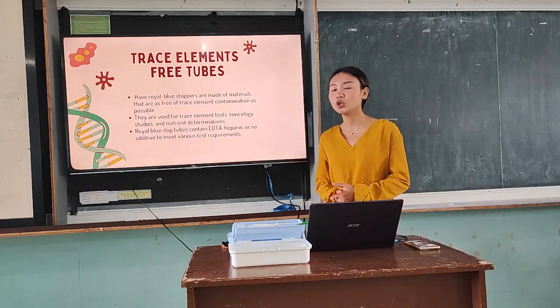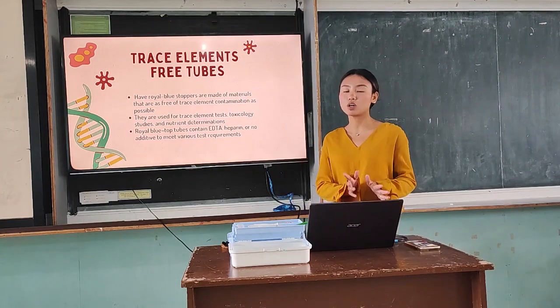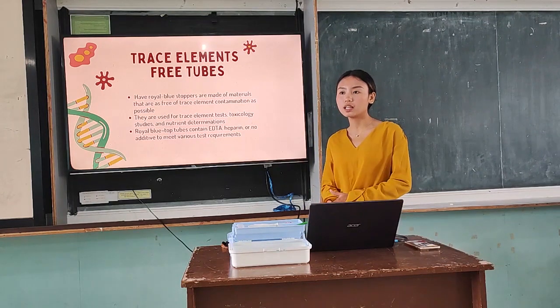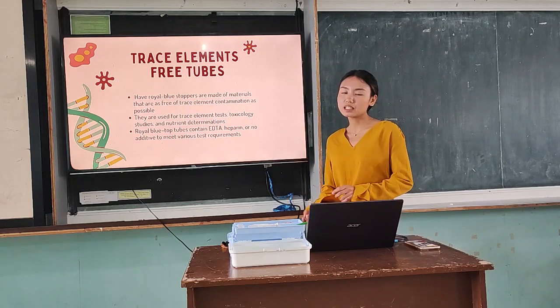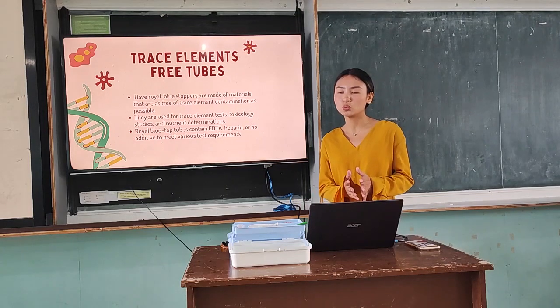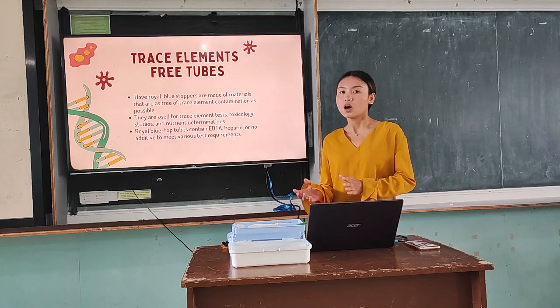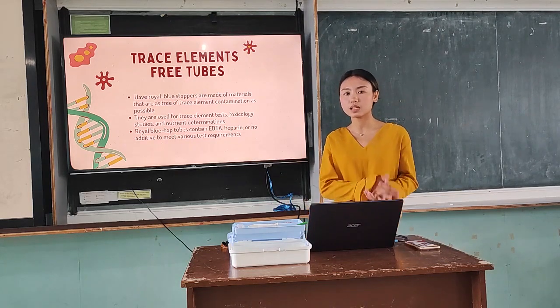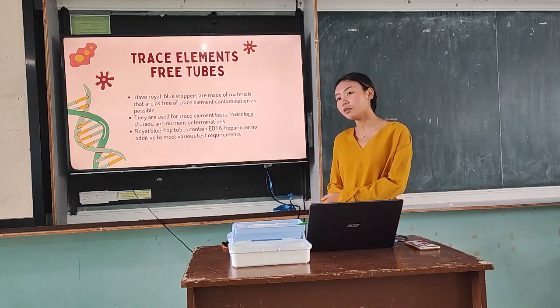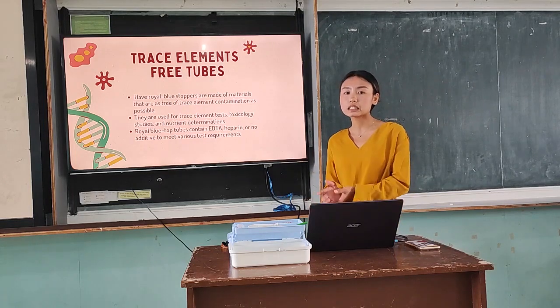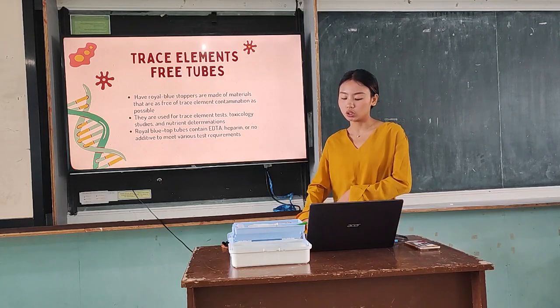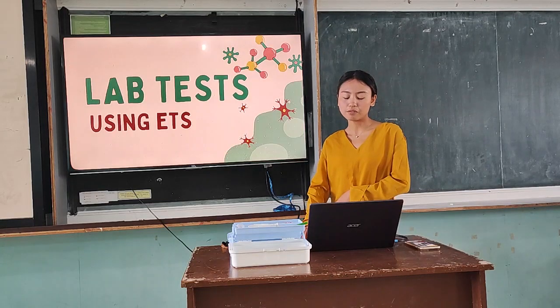Okay, so after knowing all the different types of tubes with their anticoagulants, next naman, kailangan natin alamin kung which certain section ng laboratory natin gagamitin, what specimens must be collected in that certain type of tube, and what test is appropriate for that tube. So we have lab test using ETS.